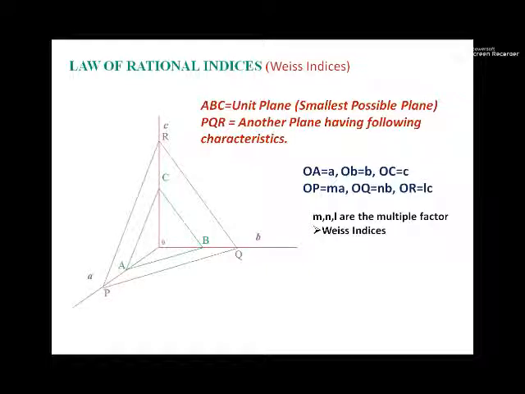Now these n, m, and L are just multiple factors, and these multiple factors must be some integers. So this law is called the law of rational indices, or these indices are known as Weiss indices. But these Weiss indices are good for this type of plane. Now what is the problem with these Weiss indices?